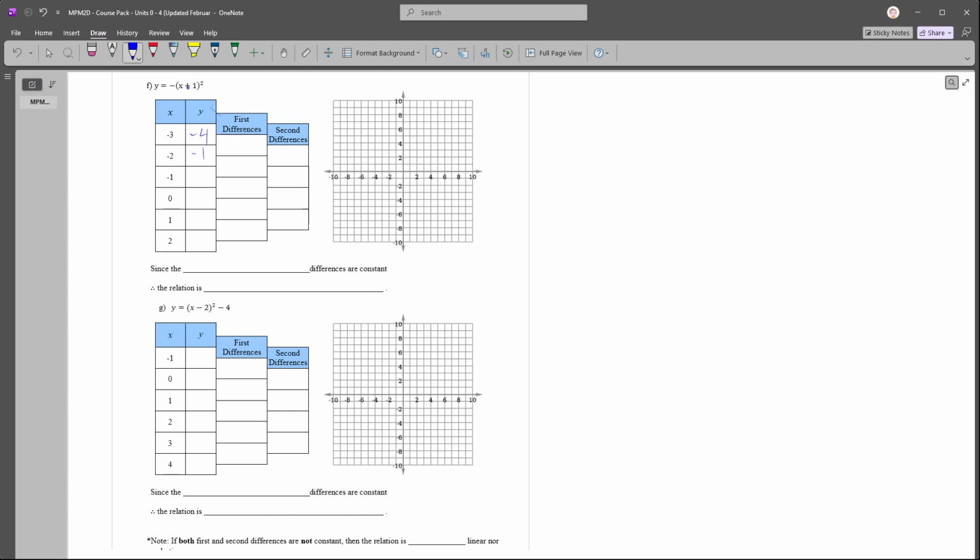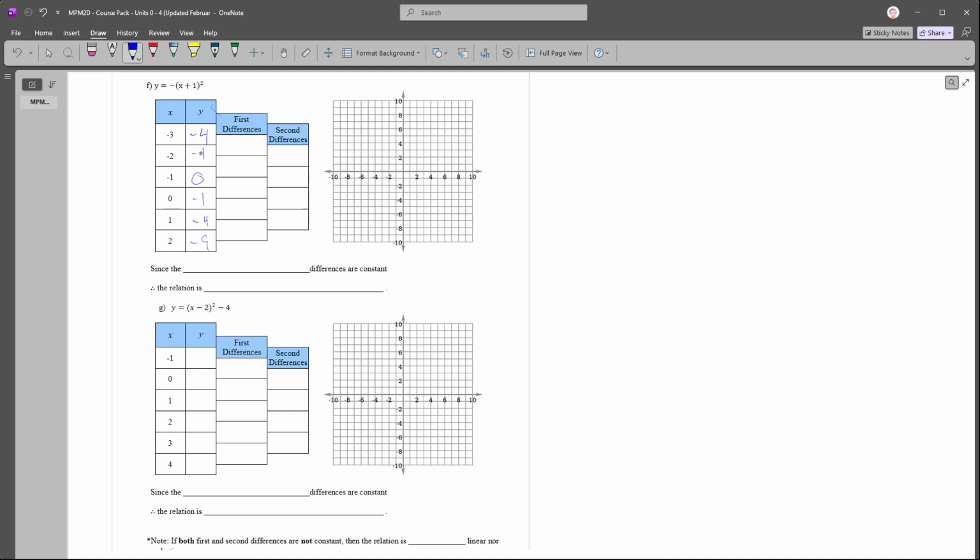Okay. -1 plus 1, that's 0. 0 squared is still 0. 0 times -1 is still 0. Not getting away from that one. 0 plus 1 is 1. 1 squared is 1 times -1 gives us -1. Oh, I was looking at the wrong data here. -1 here. And then we're going to keep going. We're going to get -4, and we're going to get -9.